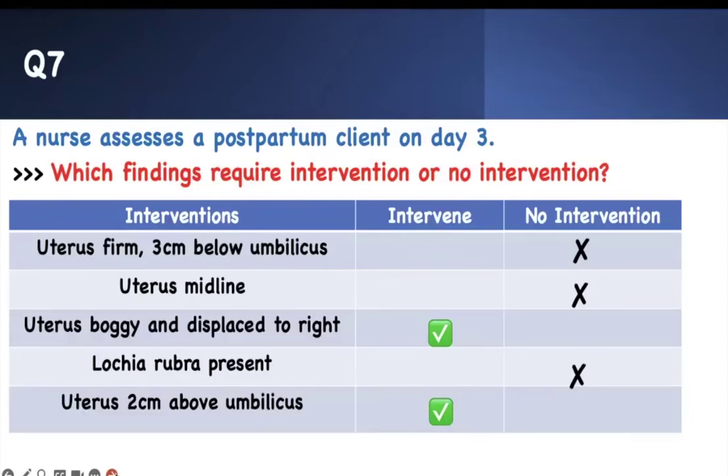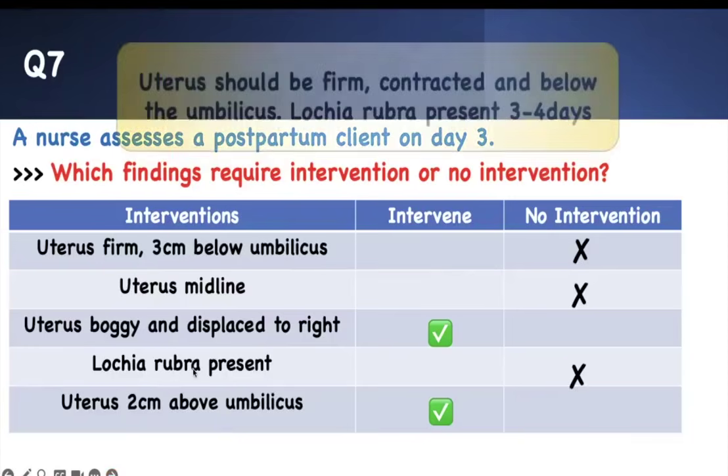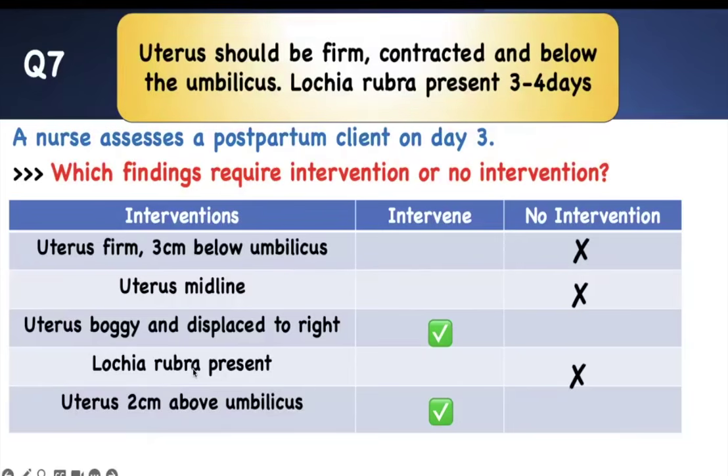Otherwise, you're bleeding. This number 7 question, if you have questions about it, watch it multiple times. Put it in the comments. Let me know which one is disturbing you, and I will explain it to you. But you've got to understand number 7. A uterus should be firm, contracted, and below the umbilicus. Lochia present 3 to 4 days. Rubra is going to be present.